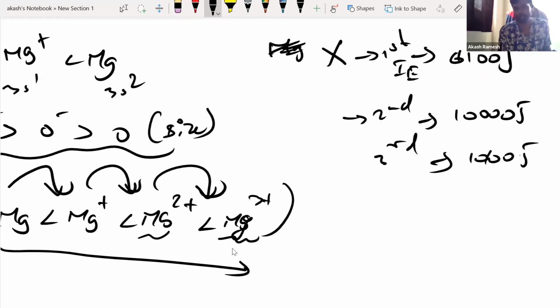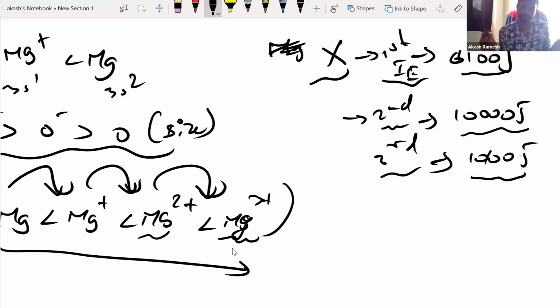Okay, I'm just giving you this data. For an element X, I don't know what element it is. I don't know the atomic number, nothing. But what I'm telling you is, first ionization energy is this much, 100 joules. Second ionization energy is 10,000 joules, right? And third ionization energy is 10,100 joules.